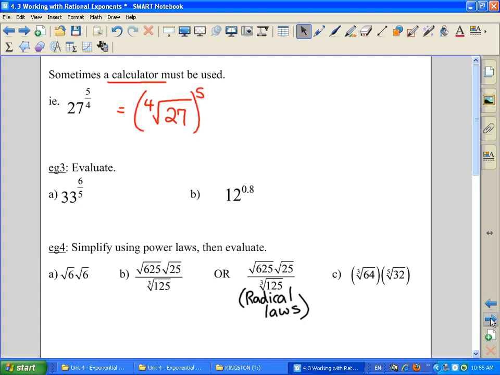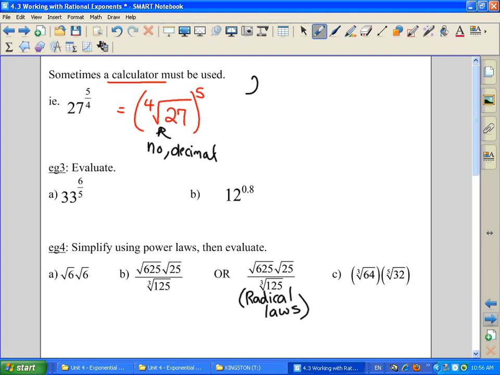Can we get the 4th root evenly of 27? Okay, so no, because there's going to be a decimal here. So that's where you're going to have to use your calculator, because you're going to have a decimal. Okay? So basically, you could plug this in. You could use your calculator and say, hey, what's the 4th root of 27? And then raise that to the power of 5 to get your answer.